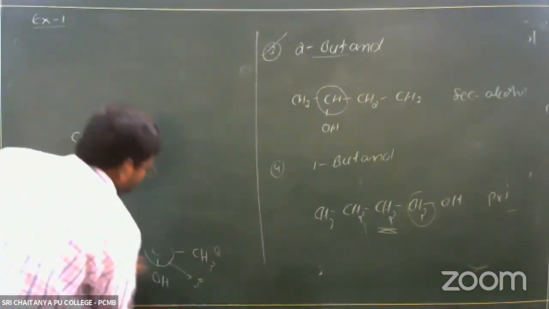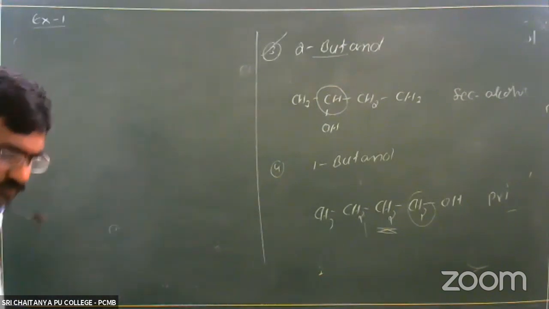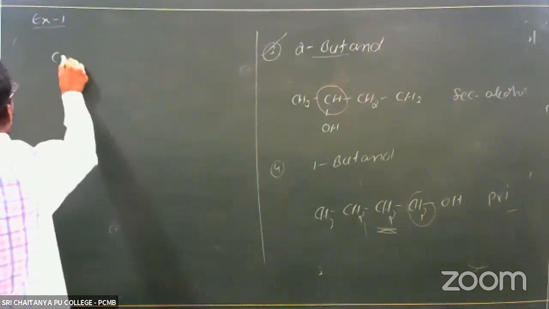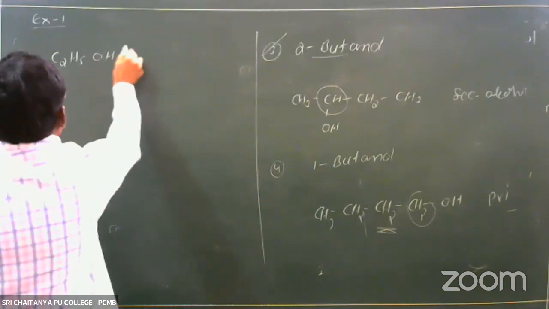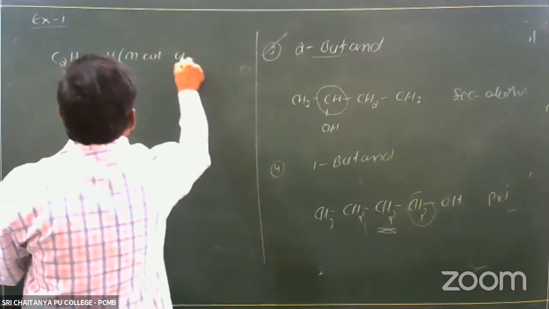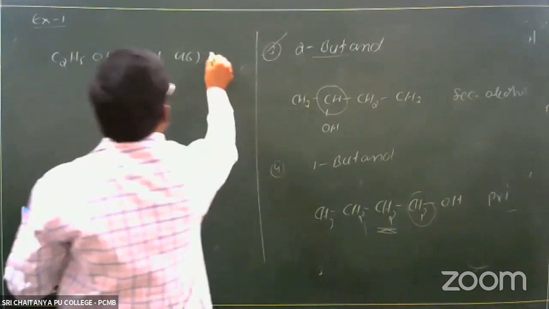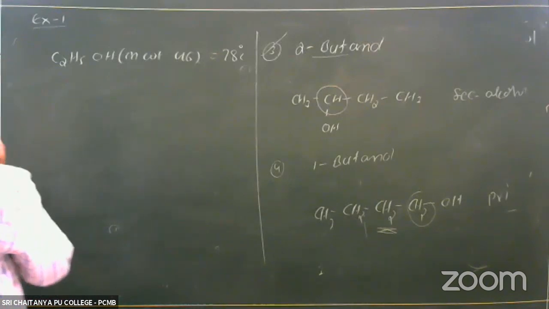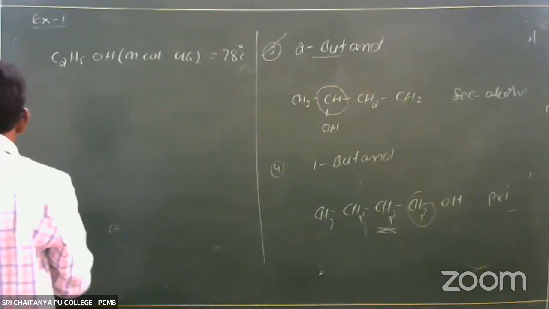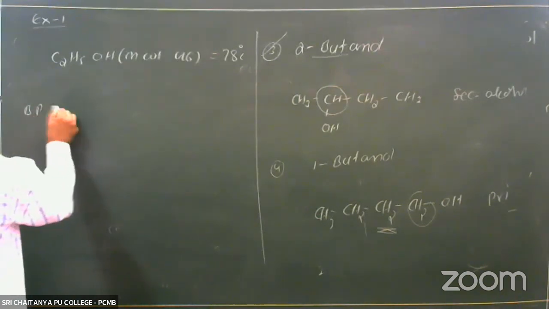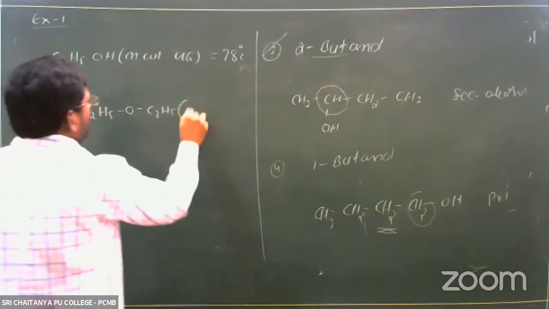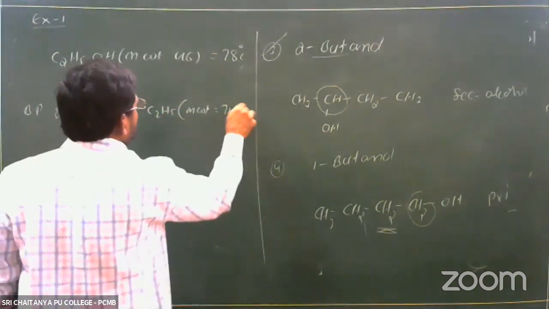Next number. Question number 5. If the boiling point of ethyl alcohol, C2H5OH, is given, the molecular weight is also mentioned. The molecular weight of ethyl alcohol is 46, and its boiling point is given as 78 degrees centigrade. What is the boiling point of diethyl ether, C2H5OC2H5? The molecular weight of diethyl ether is 74.